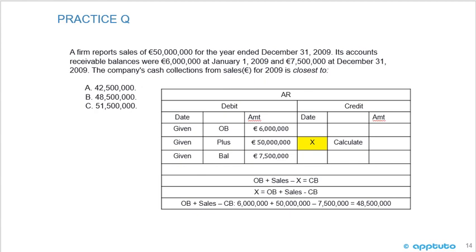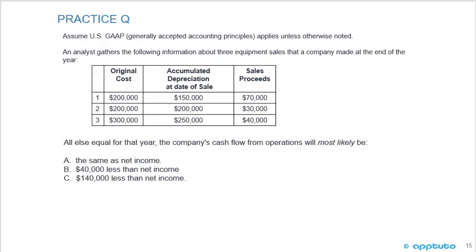You can see we're just looking at the AR account. Our opening balance was 6 million, given to us. Sales was 50 million, given to us, and the closing balance, 7.5 million, was given to us, so we're solving for X. Opening balance plus sales minus X equals our closing balance. X equals the opening balance plus sales minus the closing balance, so we just put it in. 6 million plus 50 million minus 7.5 million, 48,500,000. The correct answer is B. Quite easy now. Two more practice questions to finish this LOS.